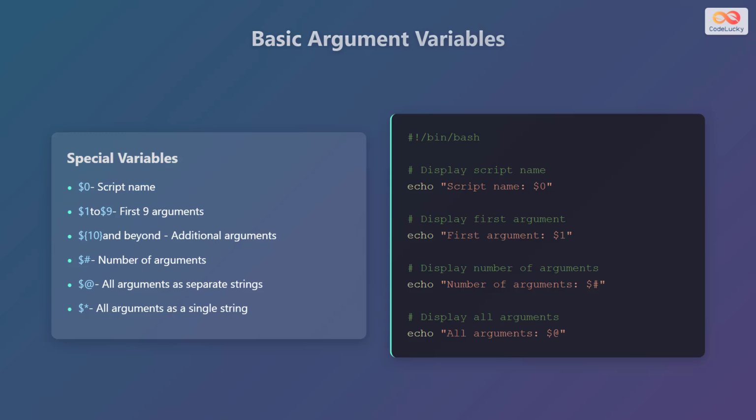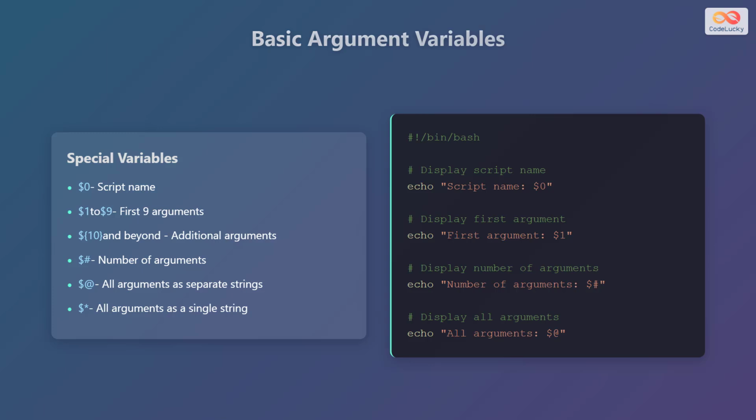In shell scripting, several special variables are used to access command line arguments. The variable $0 represents the name of the script itself. $1 through $9 represent the first 9 arguments passed to the script. For arguments beyond the 9th, you can use $ followed by curly braces, and then the argument number, such as ${10}. $# represents the number of arguments passed. $@ represents all arguments as separate strings, while $* represents all arguments as a single string.